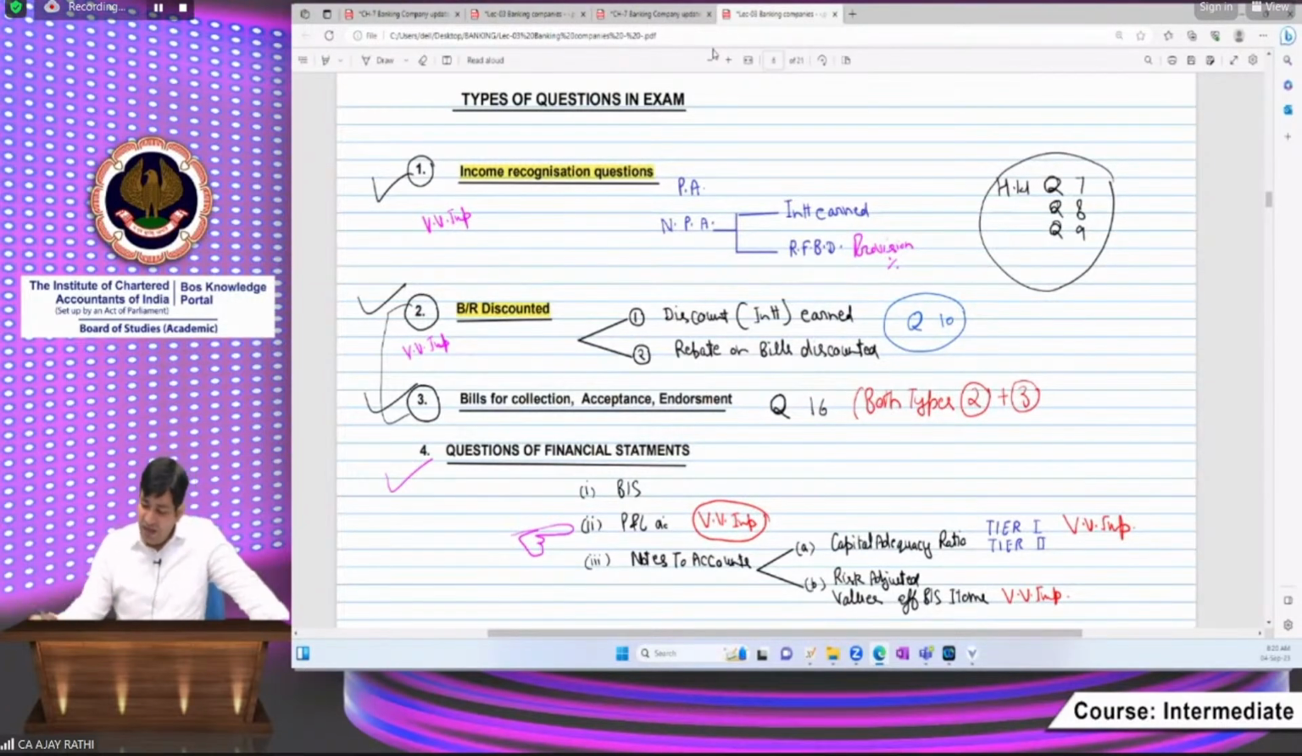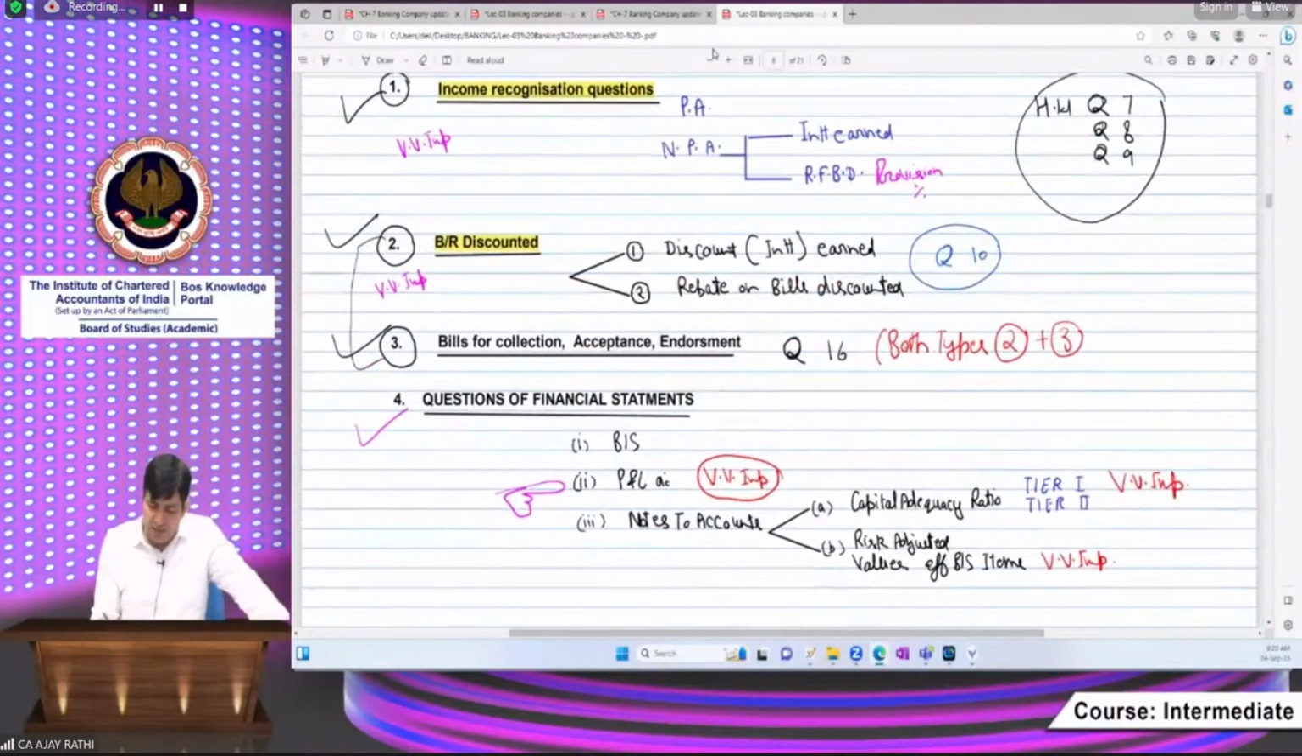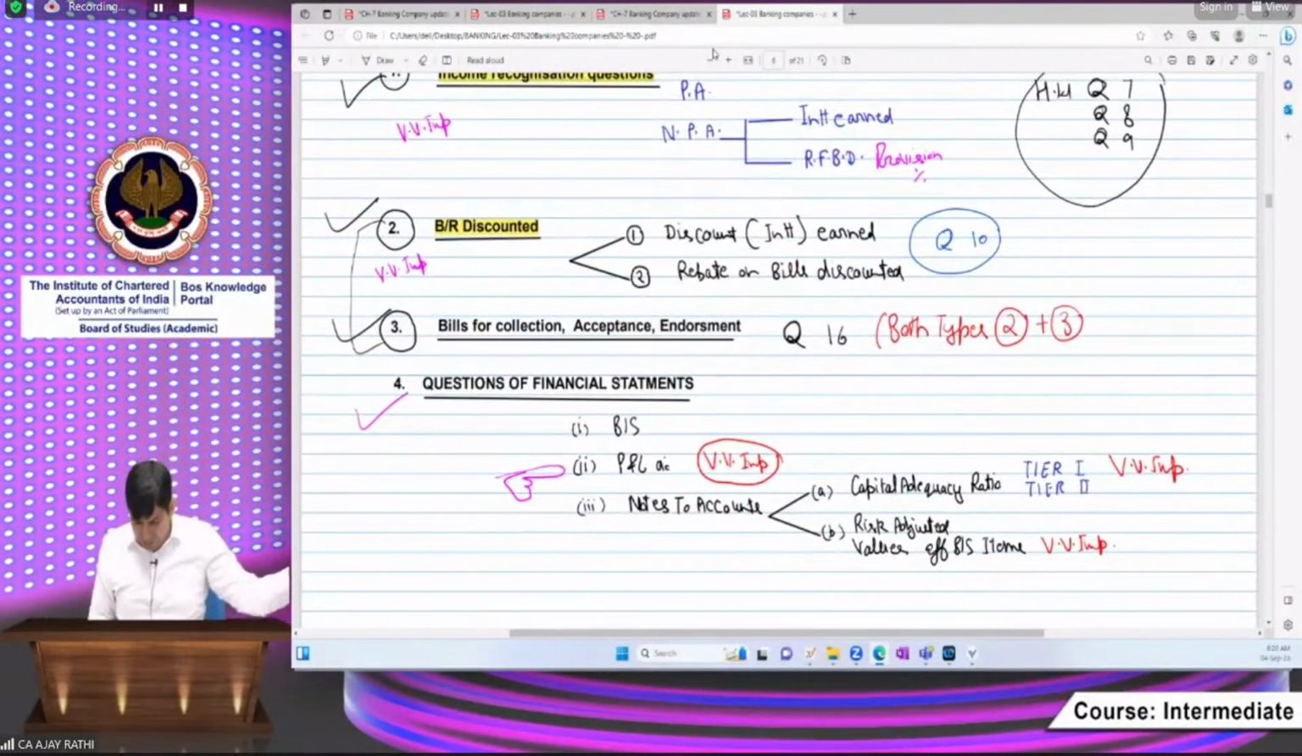Beta, now we shall move to the next part of the chapter, that is bills for collection. This will be discussed after the break: bills for collection, and acceptance and endorsement. After that, we shall discuss the balance sheet and P&L part. Even we shall solve one question of P&L also.